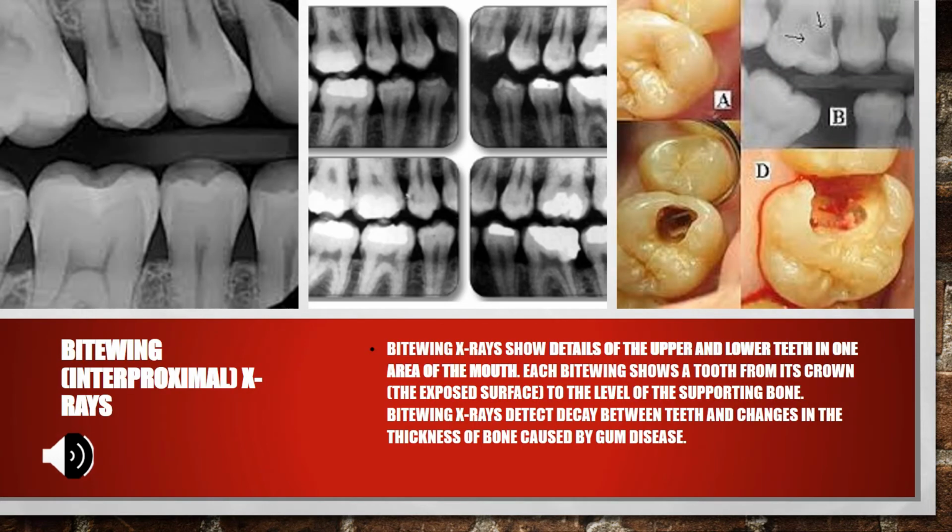Bitewing x-rays are usually taken of the crown of the tooth to the supporting bone structure. This helps us to identify potential problems specific to individual teeth. This may be changes in the thickness of the bone caused by severe gum disease, but also cavities within the tooth structures itself.